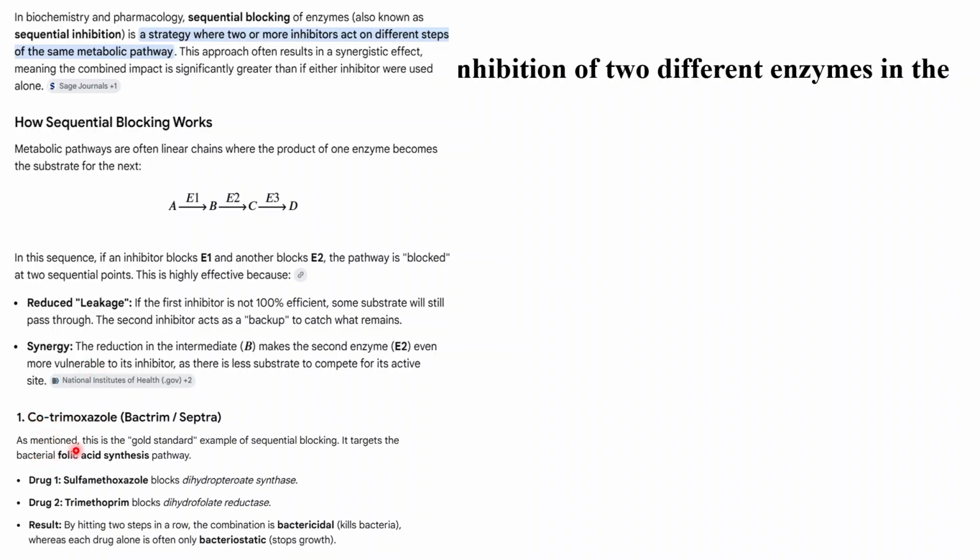Now for examples. The gold standard example for sequential blocking is co-trimoxazole. One drug is sulfamethoxazole, which blocks dihydropteroate synthase, and trimethoprim blocks dihydrofolate reductase, hitting the two steps. In combination it is bactericidal, whereas each drug alone is bacteriostatic.